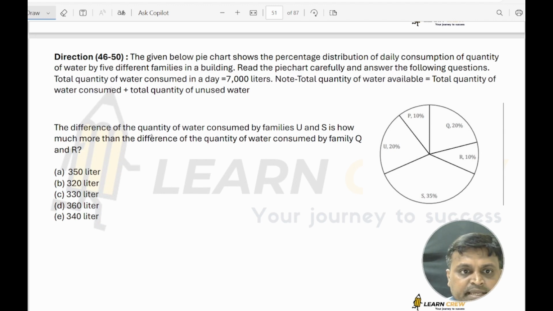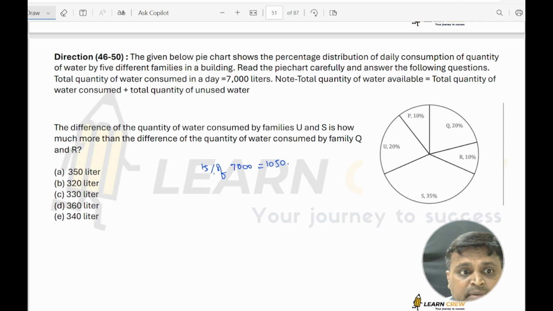The difference of the quantity of water consumed by families U and S is how much? The difference in the quantity of water consumed by families U and S. The difference is how much? 35 minus 20, 15%. 15% of 7,000 is how much? 1,050.